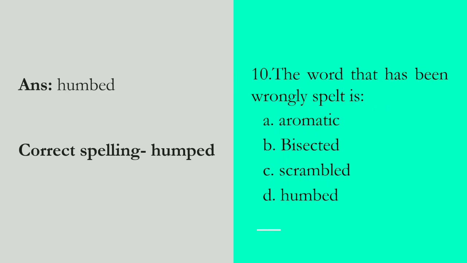And the last question, the word that has been wrongly spelled is hummed. All the other spellings are right. Here they have used B instead of P. The correct spelling is H-U-M-P-E-D, humped.